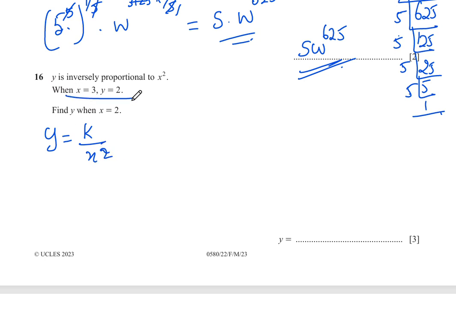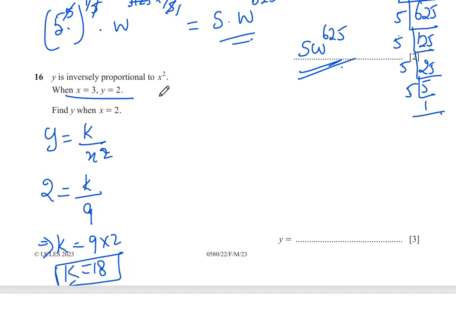And then it is given that x is equal to 3 and y is equal to 2. So just take those values and substitute in this equation. So 2 is equal to k by 3 square, 3 threes are 9. So from this, k is equal to 9 into 2, which is 18. So k is equal to 18. So the original equation will become y is equal to 18 by x square.